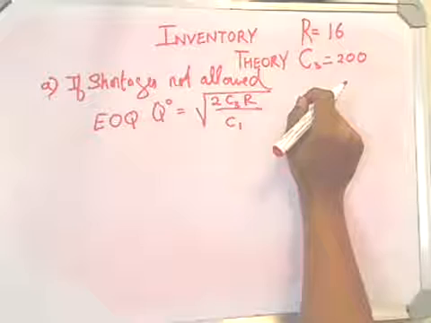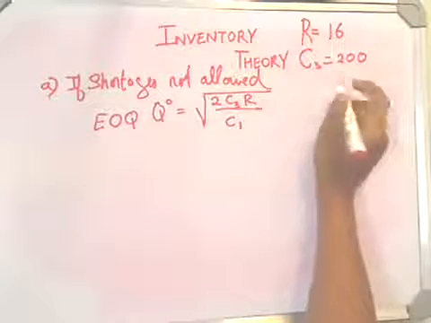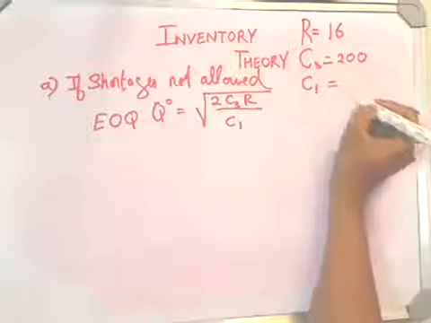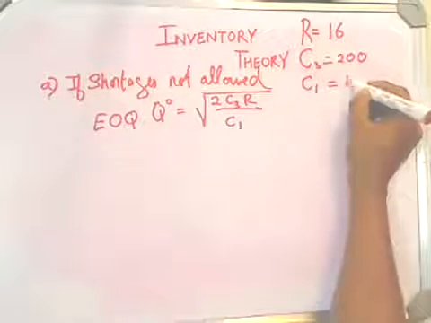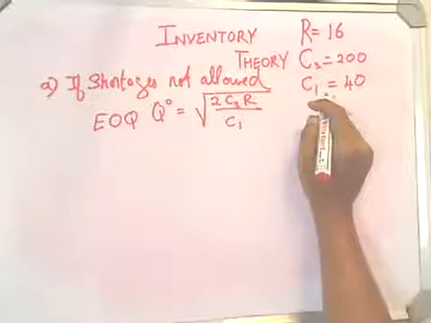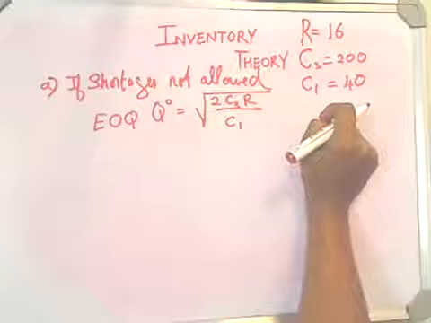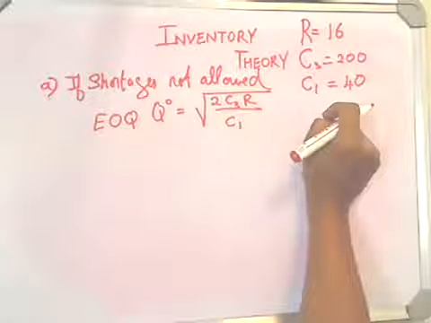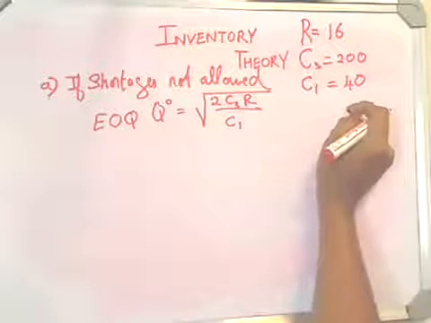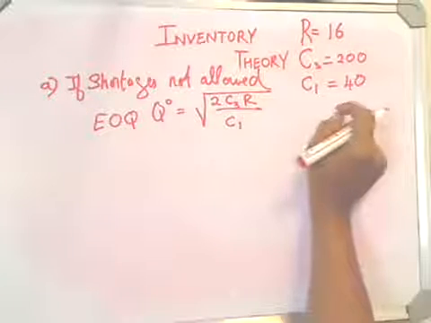The next thing you have is the carrying cost. The carrying cost here would be C1, and C1 here would be 40. Now there is one more in the later part of the question, wherein they say the shortage cost being rupees 100 per ton per year.